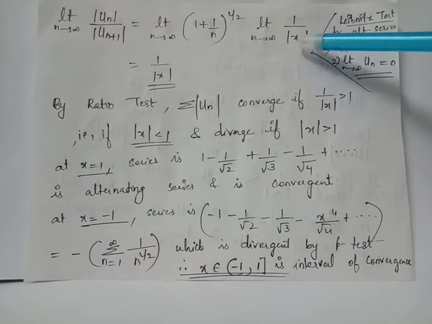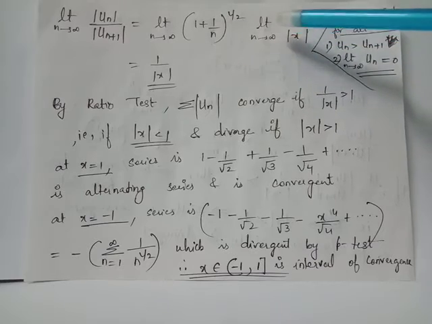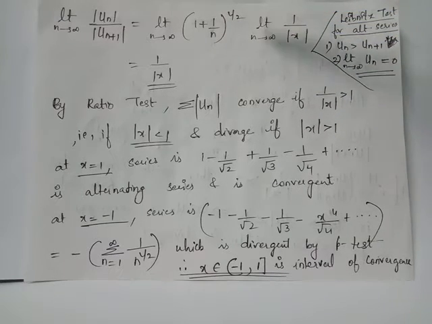Here, since there are no terms involving n, this limit has no effect on this term. When you apply limit n tends to infinity to the root term, it will become 1. This is because limit n tends to infinity 1 by n equals 0, and when this limit is applied to this term, you will get 1 as the answer. Therefore, limit n tends to infinity modulus u n upon modulus u n plus 1 equals 1 by modulus x.